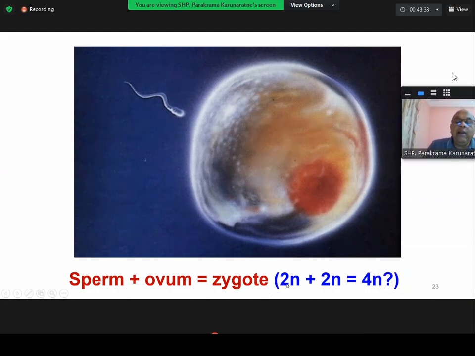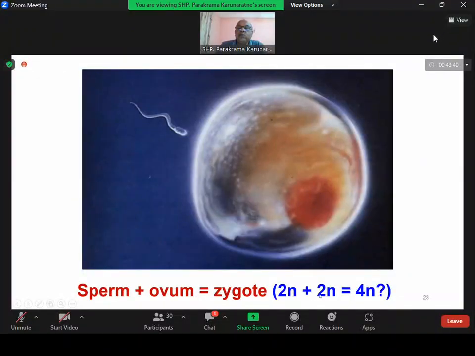So what will happen? 2n plus 2n will give 4n. This never happens in animals. This never happens. 2n and 2n, 4n. Polyploidy you can't see in animals. Under general normal conditions, you can't see polyploidy in animals.